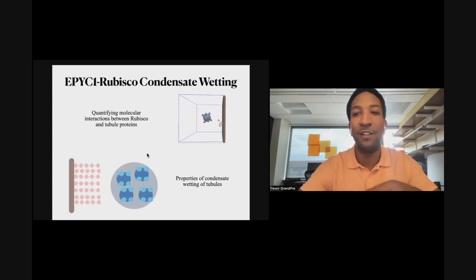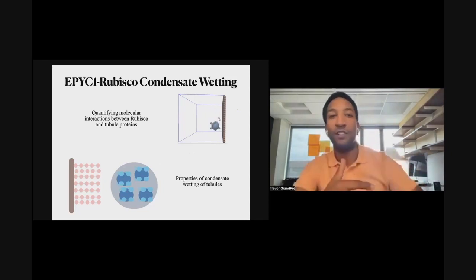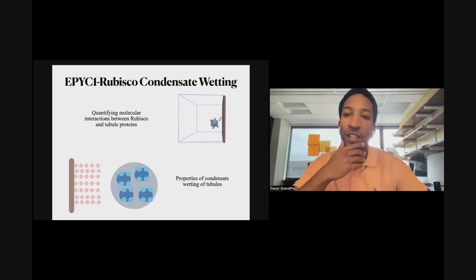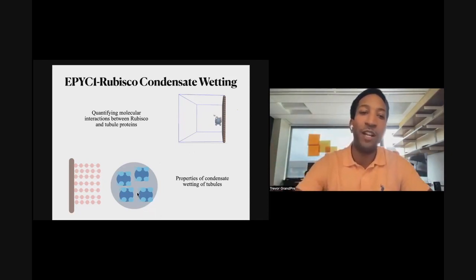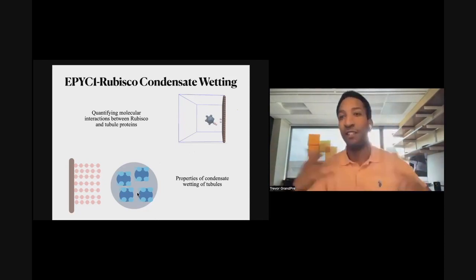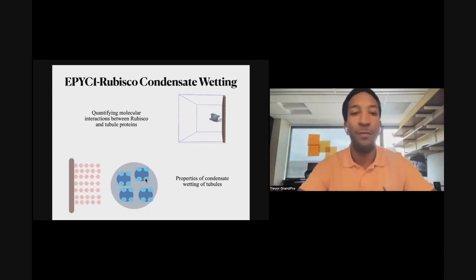But the idea is that these pyrenoids also have tubules. And so this is where things are going, where you can imagine a pyrenoid wetting a tubule, and there's interesting statistical mechanics to learn here too about how linker length and other microscopic properties can affect wetting.